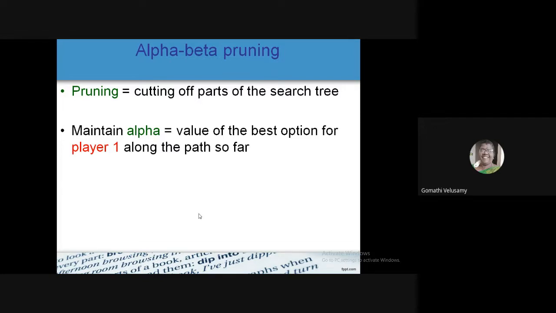Here alpha, I am going to assume, maintains the value of the best option for player one along the path so far. Why so? Player one is always maintained by a positive value, and player two is always maintained by negative values, right? So positive values vote towards player one as the highest value, whereas beta indicates the negative value of player two, which is expected to be the lowest for player two to win. Sometimes in the tree, alpha may dominate or beta may dominate. Accordingly, you can say who is the winner of the game. That is the purpose we are introducing alpha as well as beta.